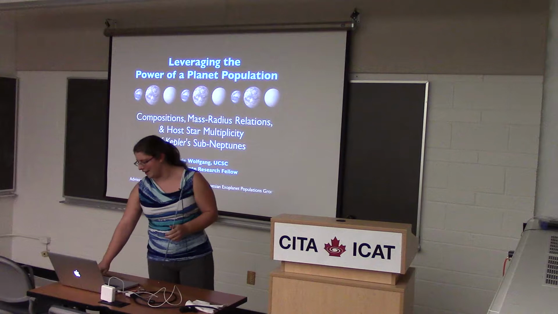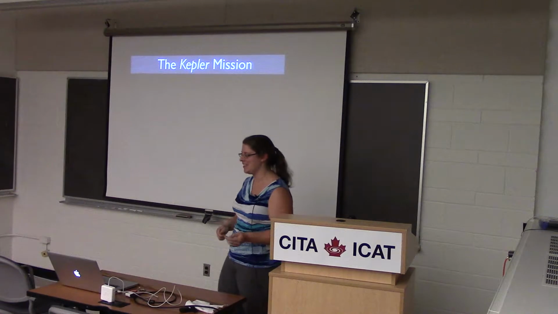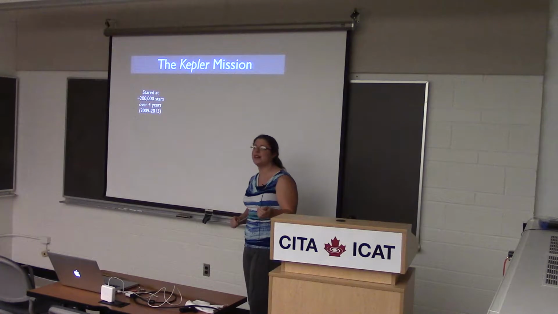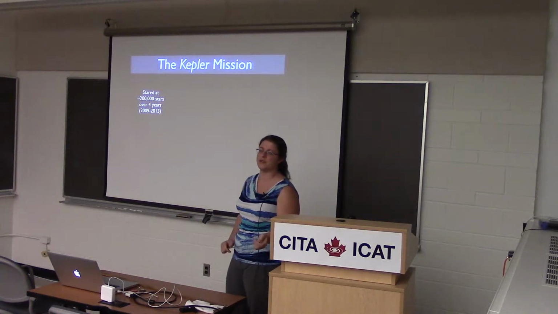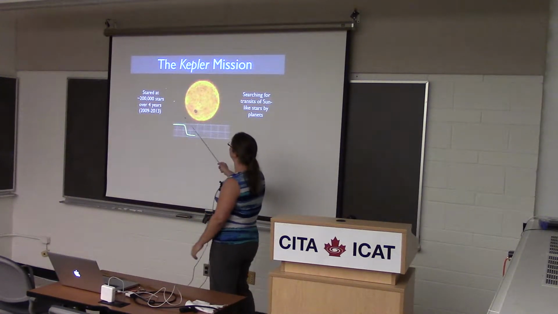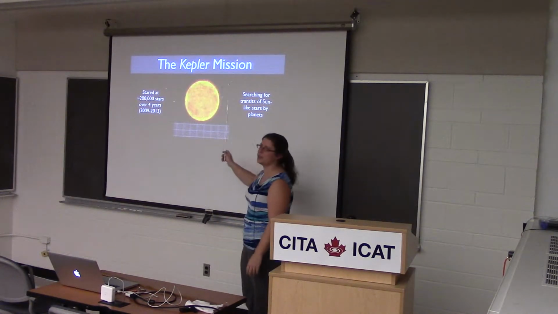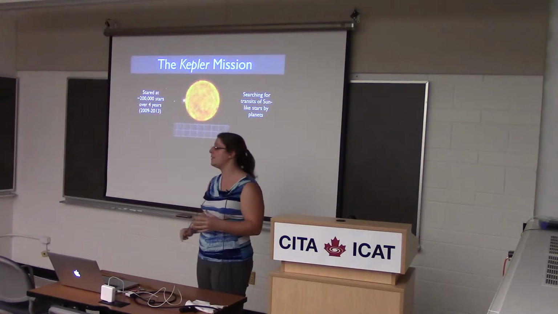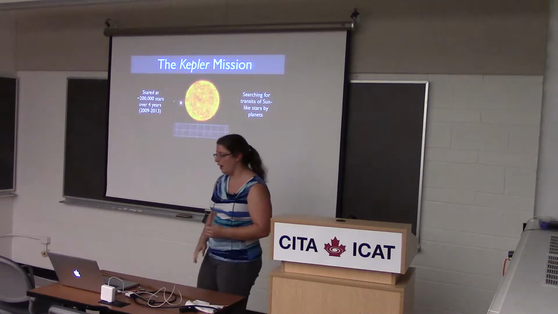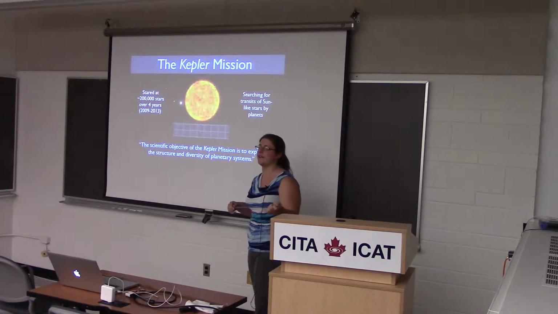To start out, first the obligatory slide about the Kepler mission. This telescope was in space. It stared at almost 200,000 stars over the course of 4 years, searching for transits of sun-like stars by planets. These transit signals are characterized by a dip. If you're monitoring the star over an extended time period, you can see that dip in the data. The purpose of the Kepler mission is to explore the structure and diversity of planetary systems.